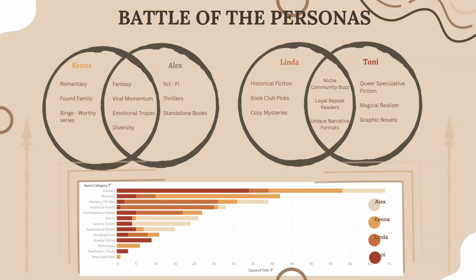This bar chart breaks down genre engagement across all four personas. You can see how fantasy and romance dominate Kenna and Tony's feed, while Linda leans more heavily into historical fiction and mysteries. Alex's interest in sci-fi and thrillers stands out in contrast, but even he shares crossover with some popular fantasy titles. So, while Book Talk often feels like one giant trend machine, this chart makes it clear: it's really a mosaic of niche reader bubbles, each with their own rhythms, values, and viral moments.